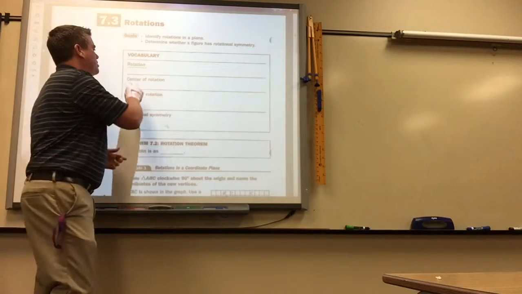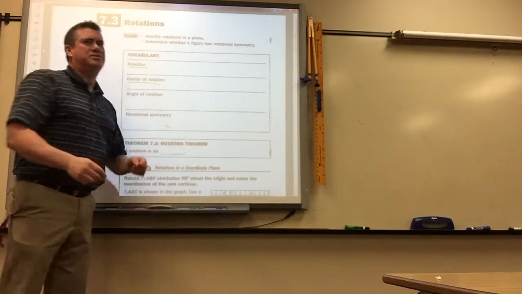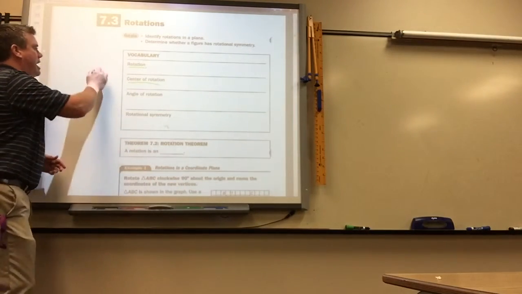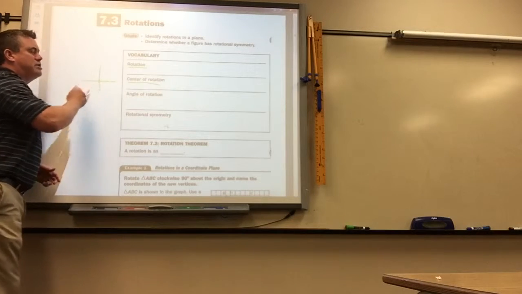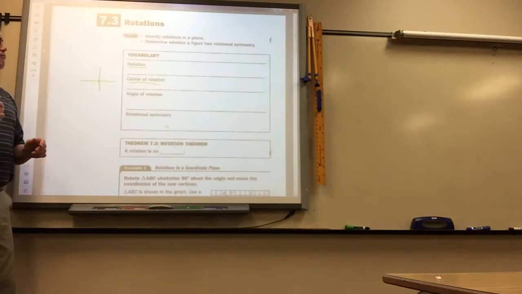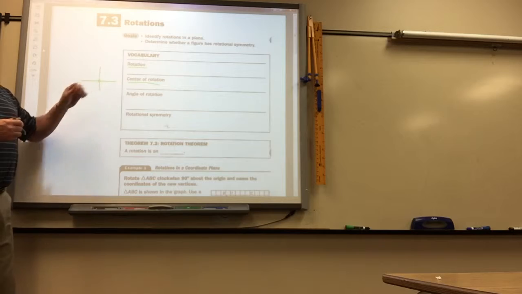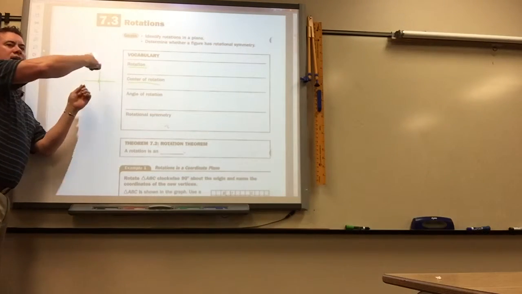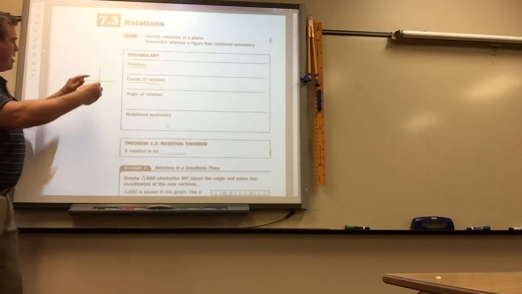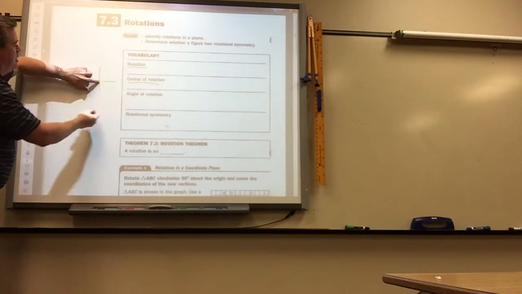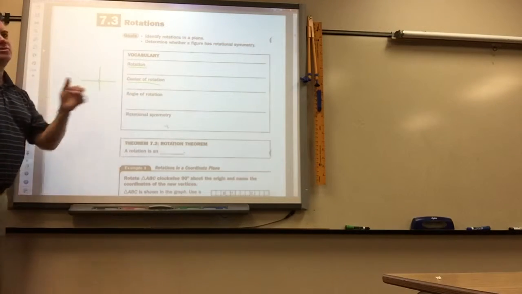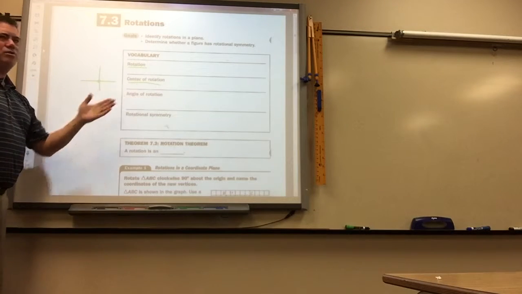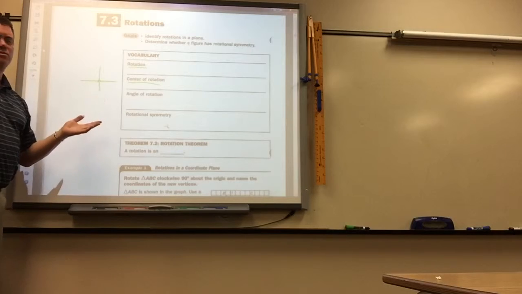The center of rotation is the piece that it's hooked to. Like most of them that we do on the graphs, the origin is going to be the center of rotation. But there are a few where it's one of the coordinates. So you can think of it as if you hold it tight with a string, and that's the pivot point, and you turn it around. That's the center of rotation. Okay. Angle of rotation is how many degrees it goes.